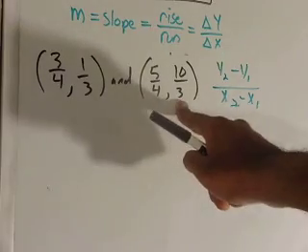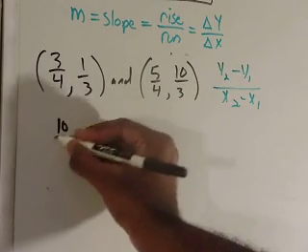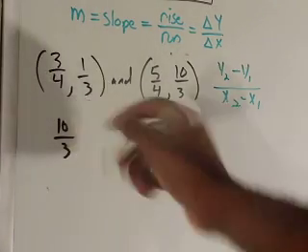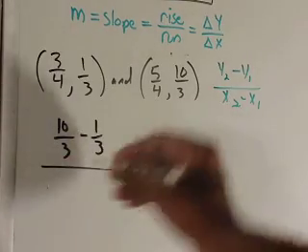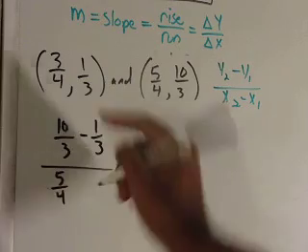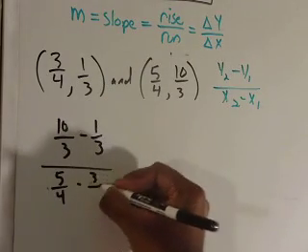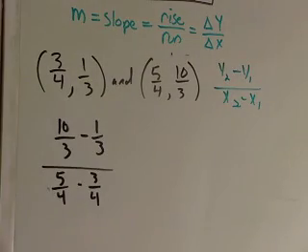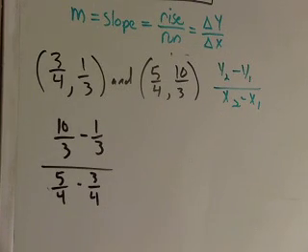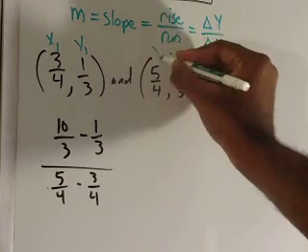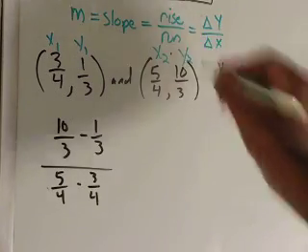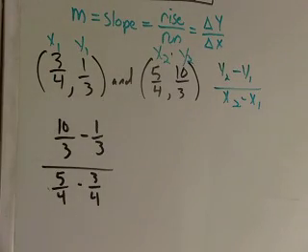Here's my y2. Here's my y1. Here's my x2. Here's my x1. If you want to, you can label it. I usually do this as x1, y1, this x2, y2. And then just go ahead and do your subtraction.